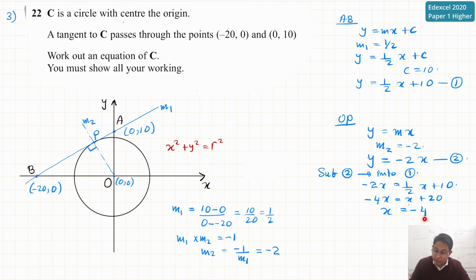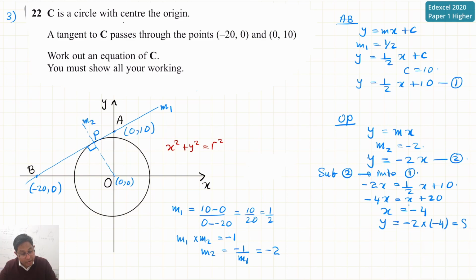Substitute x equal minus 4 into this equation. That would give you the y coordinate. That's going to be plus 8. So here, this coordinate, now you can write as (minus 4, 8).